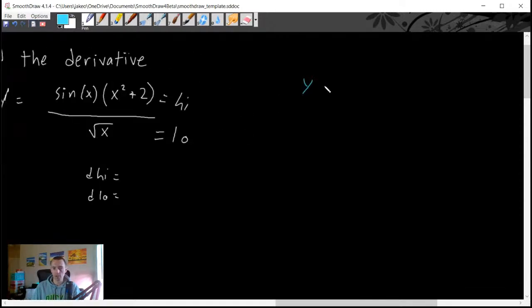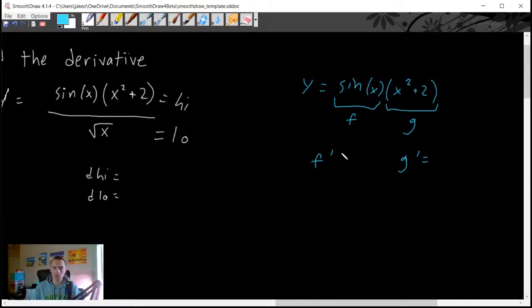If we're now trying to find the derivative of sine of x times x squared plus 2, we're going to have to use product rule. So let's call that f and that g. We're just going to call sine of x f, and all the rest of this stuff g. Then we need to figure out f prime and g prime. So f prime is just the derivative of sine x, or the derivative of whatever we call f. Derivative of sine is cosine. The g prime is just the derivative of x squared plus 2.